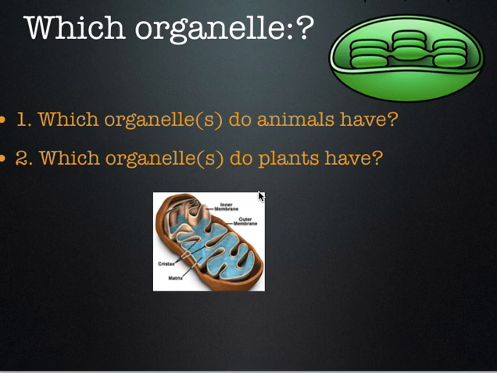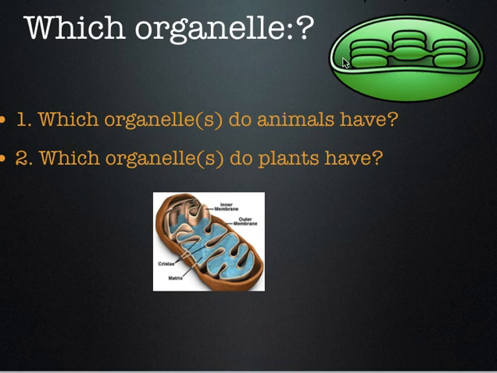This is the unit on energy. All living things must make energy in order to survive. That includes prokaryotes as well. The main organelles we're going to be talking about in this chapter, our unit, are chloroplast and mitochondria.